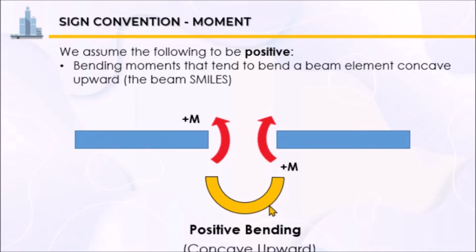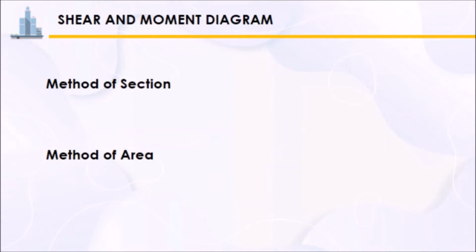So, kailangan nyo lang tandaan, pagdating sa moment, counterclockwise sa left para maging positive moment siya. And then, clockwise moment naman sa right para maging positive moment siya. So, kung malinaw na tayo dito sa sign convention, dito naman tayo sa shear and moment diagram na. So, in creating shear and moment diagram, there are two possible ways.